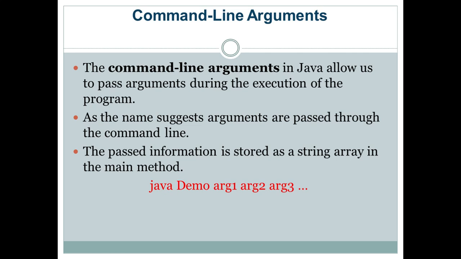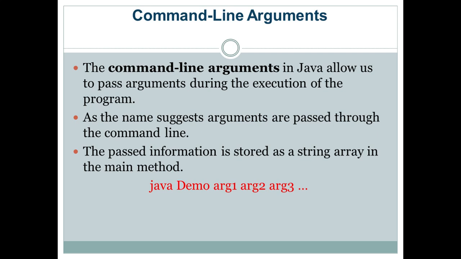Now next is command line argument. Command line arguments in Java allow us to pass arguments during execution of the program. Means what? Now we have seen a number of Java programs. In those we just used javac for compiling, javac program name.java. But when we use command line arguments, while running that particular program we have to pass the particular arguments at runtime, right? As the name suggests, arguments are passed through the command line. Means what? At runtime.